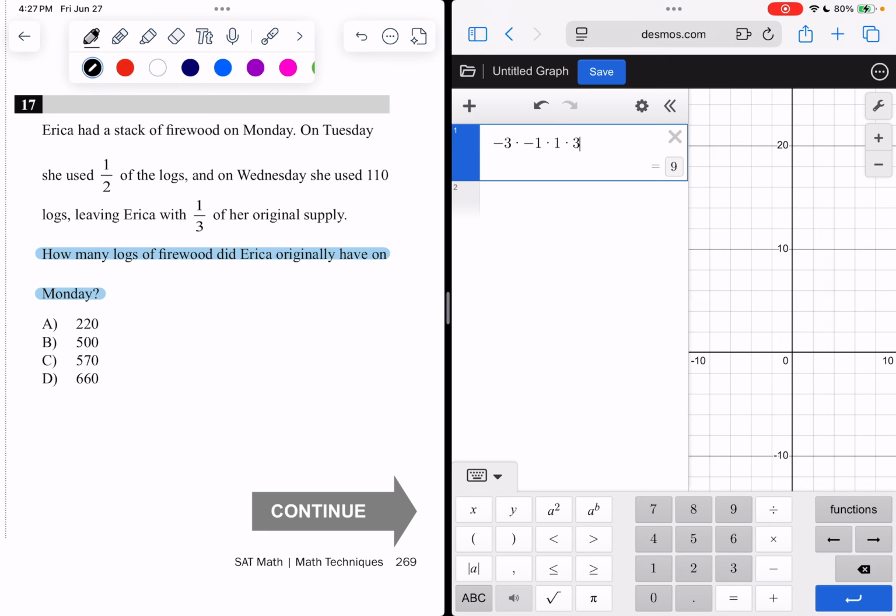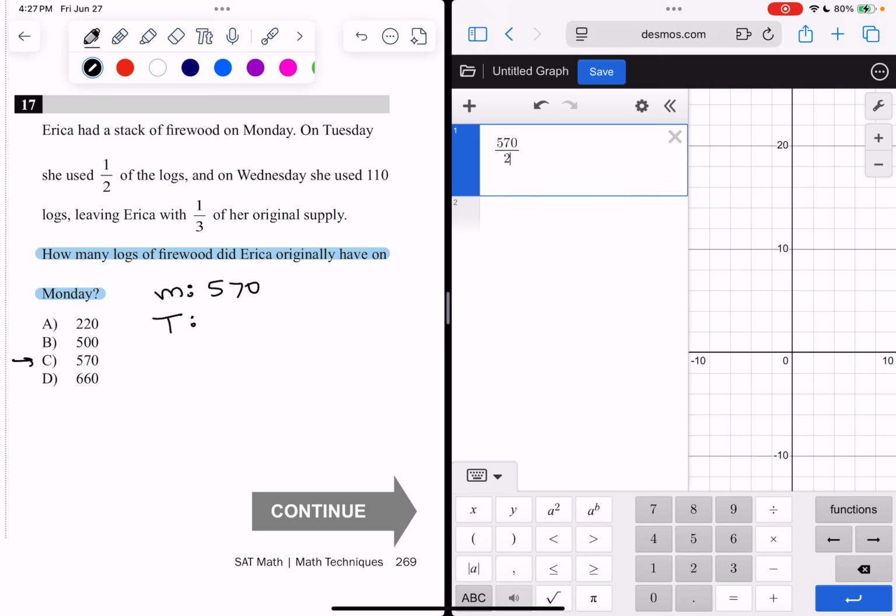Okay, well, let's start in the middle. Let's pretend she had 570 logs on Monday. Well, on Tuesday, she used half of them. So let's see, what would half of 570 be? 570 divided by 2, or times 1/2, give us the same sort of thing.